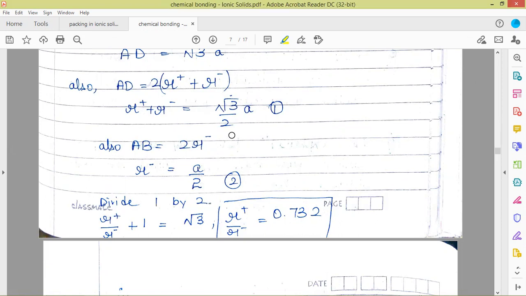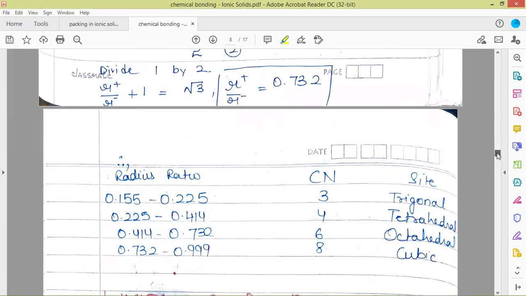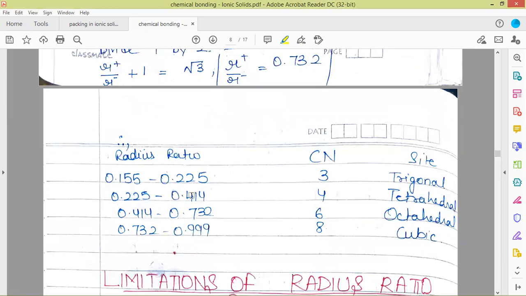Now we'll divide 1 by 2. This is 1, this is 2. From here we get R positive by R negative, which comes out to be 0.732. So this is how we calculate the radius ratio for the cubic site. From here we have calculated all the radius ratios.